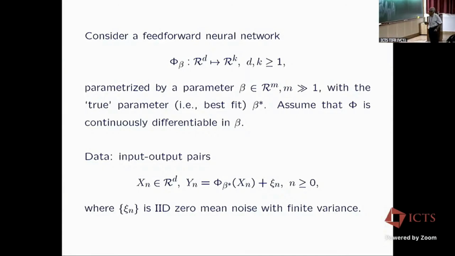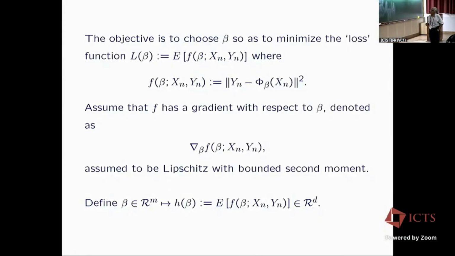Okay, so for the input-output pairs, the idea is that I keep feeding IID xn, and the output will be yn, which is a function of beta star, the true parameter, applied to xn, plus some IID zero-mean noise with finite variance. This is a standard thing to do. So I define a loss function, which is the expected value of some instantaneous loss, which I call f of beta, xn and yn. I have taken the most commonly used loss function, which is the square error.